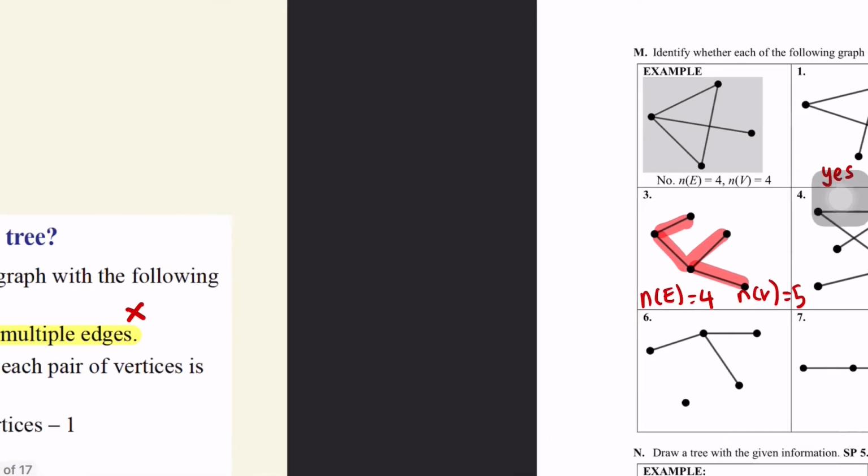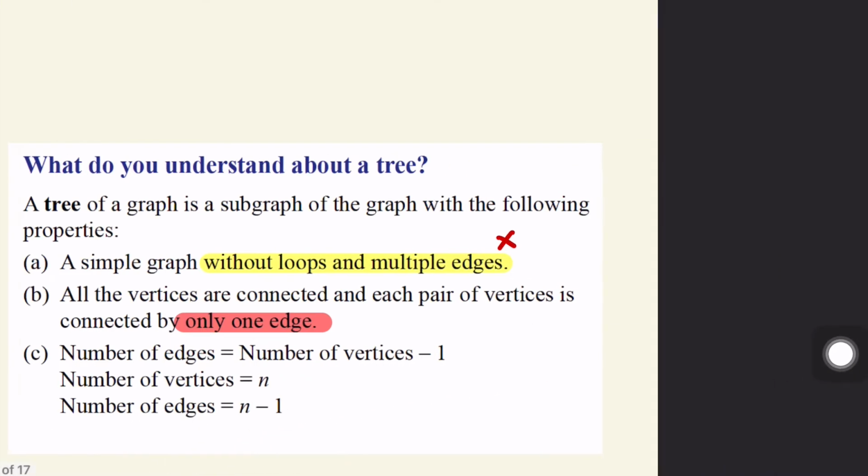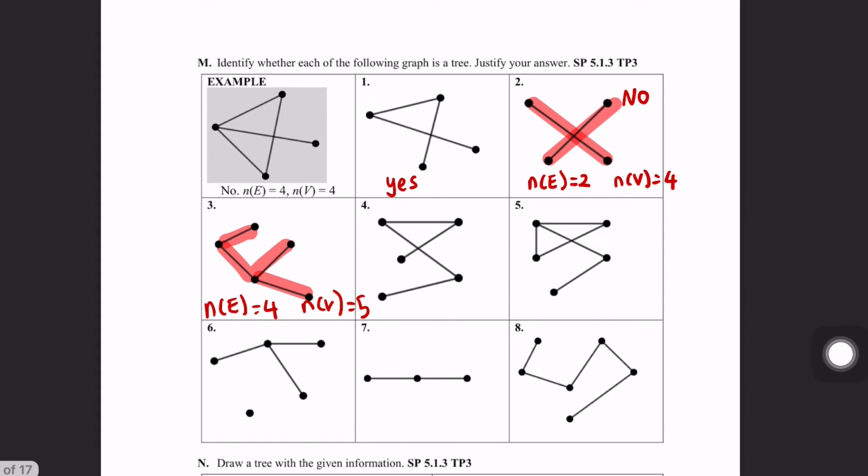Okay, next. Cuba tengok lagi properties tadi. Number of edges is equals to n minus 1. Number of edges is equals to number of vertices minus 1. 5 tolak 1, 4. Betul lah. Okay, so this is a tree.